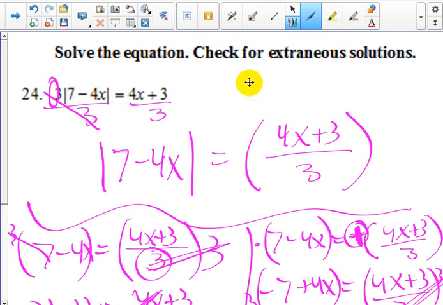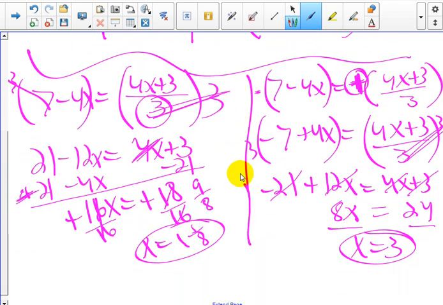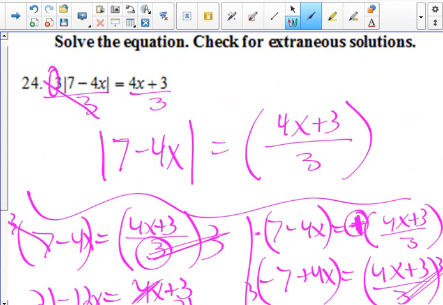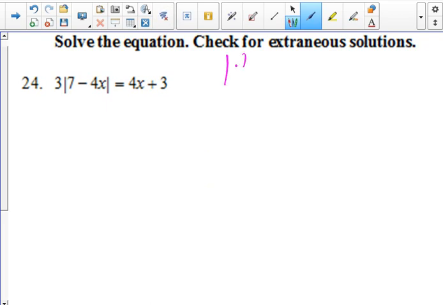Now we have to figure out if they're extraneous solutions. We have to plug both those answers back into this equation and see if it's true or false. So I'm going to erase this: 1 and 1/8 and 3. Let's check 1 and 1/8 first. When you plug that in, you can also do it by using 9/8 and just plug it in for x, and you'll find that yes, it does check. So 1 and 1/8 is true, not an extraneous solution.